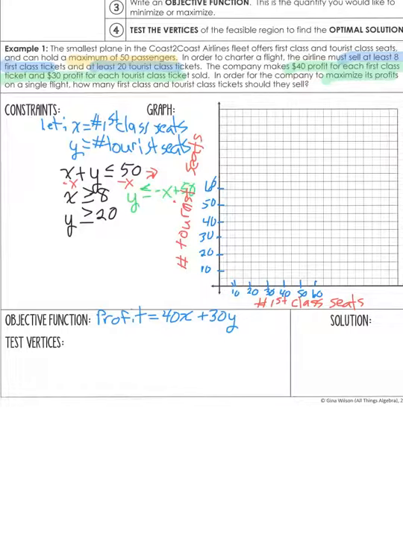So I'm going to graph the green line, y is less than or equal to negative x plus 50. I'm going to graph that, so my y-intercept is 50, and my slope is negative 1 over 1. So I'm going to go down 1 to the right 1, down 1 to the right 1. Keep plotting.